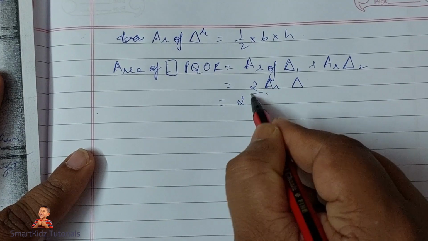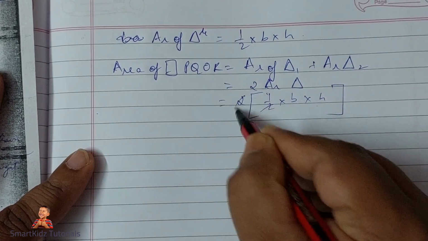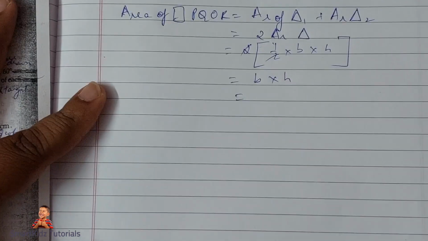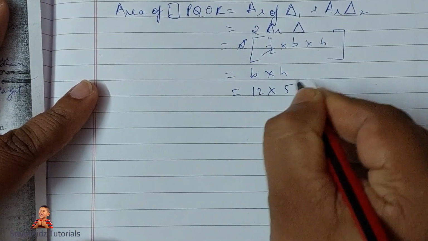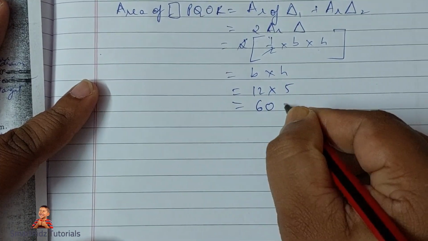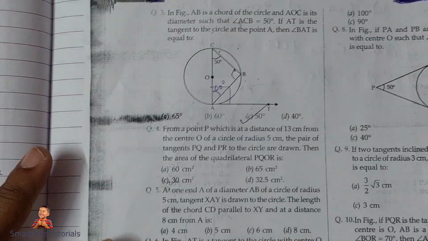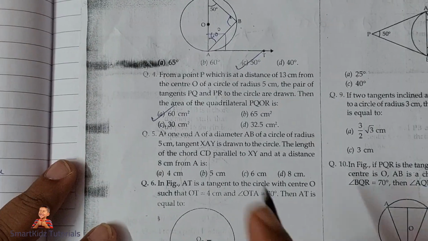And how do we find out the area of triangle? 2 into half into base into height. This 2 and half will cancel, and we need to write base into height. And base is what? Base is 12, height is 5. So we get 60 square centimeters. And so the correct answer would be A.